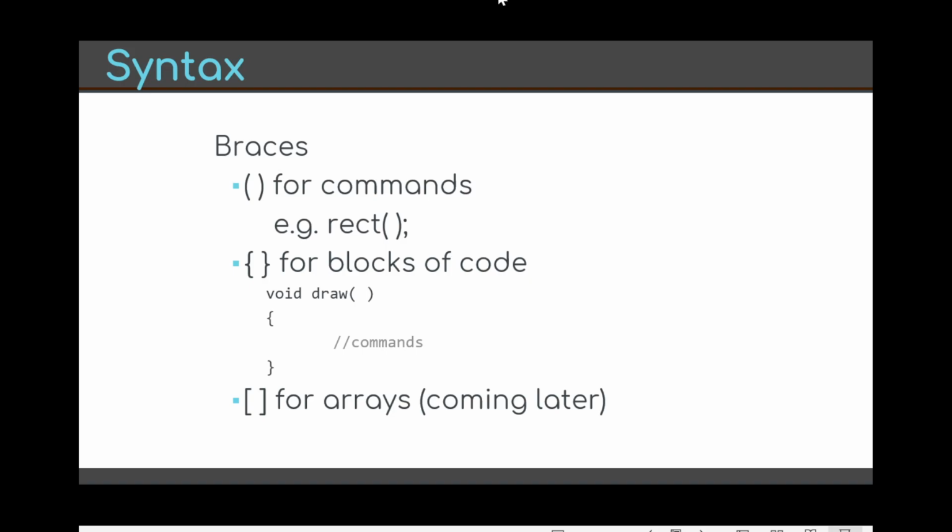Now, the square braces are for arrays. And we'll be talking about those soon, but this is how you get one variable to point to many values. But not for now. There's a little bit we need to learn before then. All right, any questions about this?